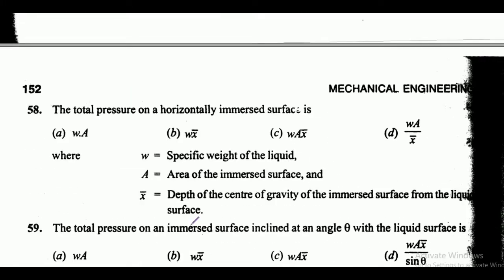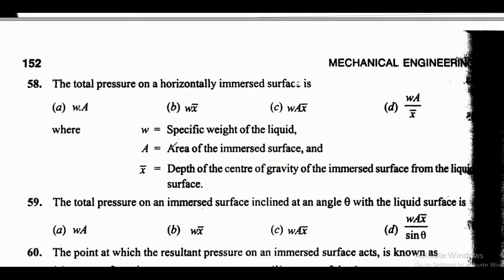Next is the total pressure on a horizontally immersed surface is. Here friends, these are the options where W is equal to specific weight of the liquid, A is the area of the immersed surface, and here x bar is equal to depth of the center of gravity of the immersed surface from the liquid surface. So here friends, correct answer is option C, that is WA into x bar.